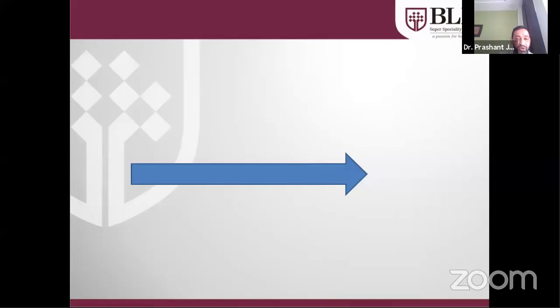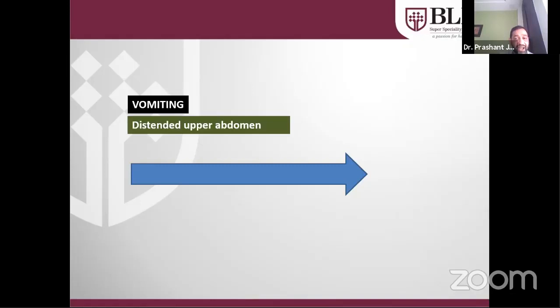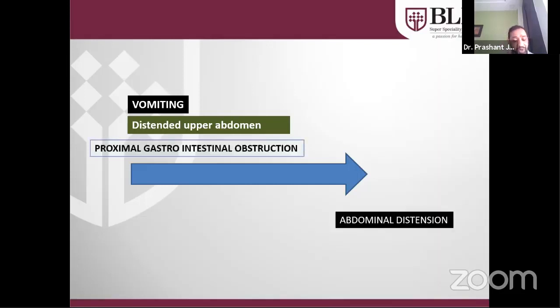Now, the presentation of the newborn baby will also vary depending on whether it's a high obstruction or a low obstruction. Vomiting will be a predominant feature whenever there is a high obstruction. Distension of the abdomen will be a delayed presentation, limited only to the upper abdomen. While abdominal distension will be an initial presentation whenever there is a lower obstruction, and gradually the child will have distension of the whole abdomen.